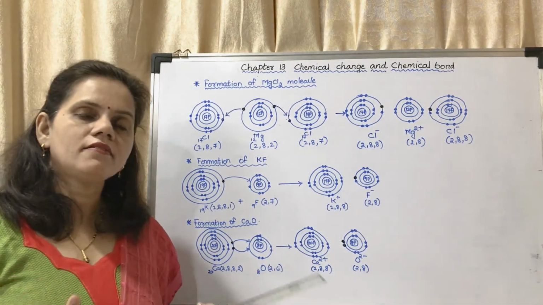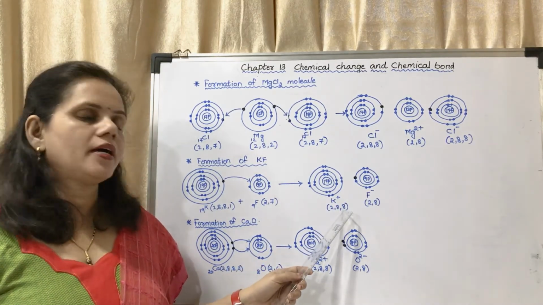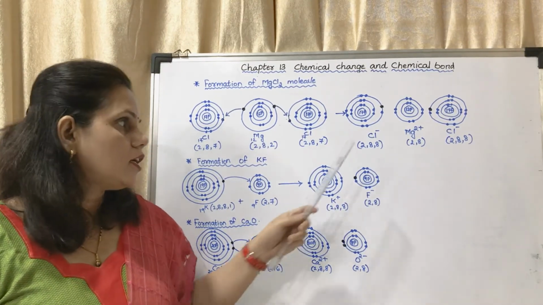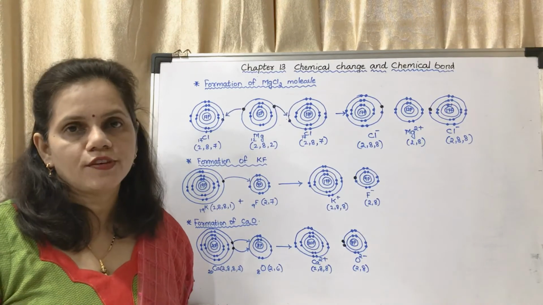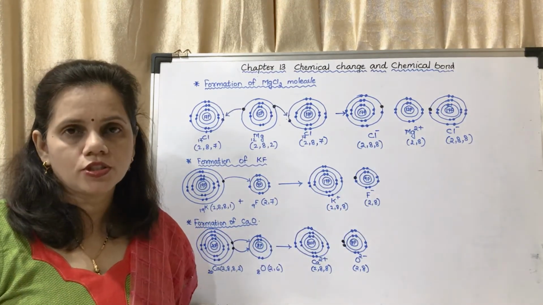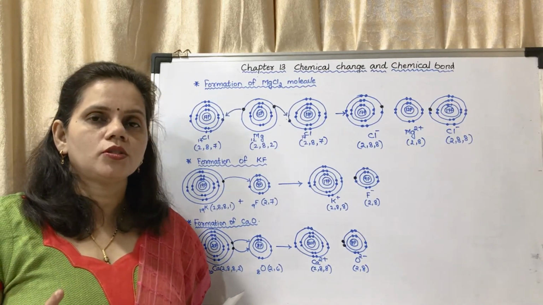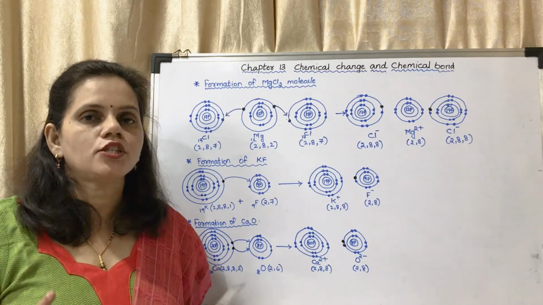Now why do they give or take electrons? It is to get that particular number 8 in its outermost shell. You may see after giving or taking electrons, all these elements are getting 8 in their outermost shell. So all the play is to get 8 in the outermost shell, or in some cases 2.